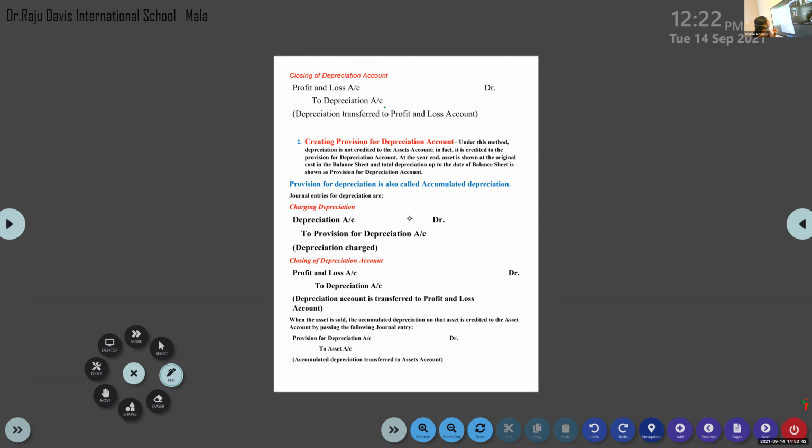These are the 4 journal entries. 2 journal entries related to the first method, 2 journal entries here in the next method. Okay.